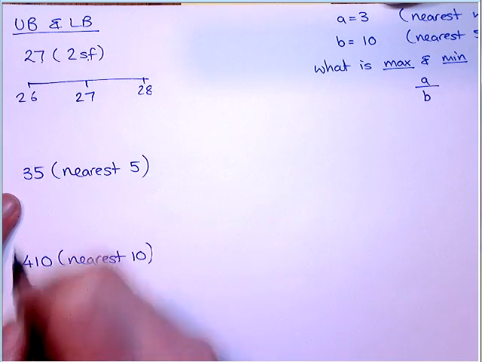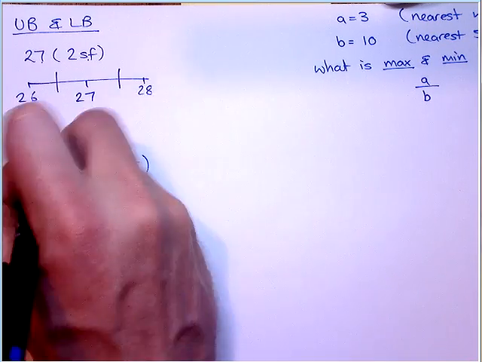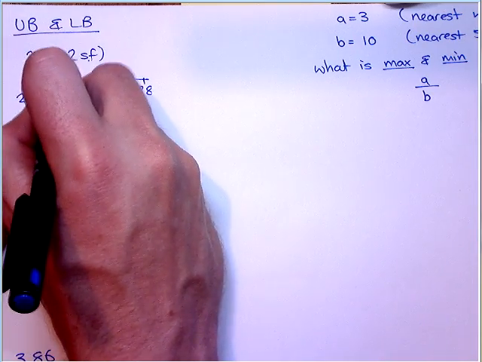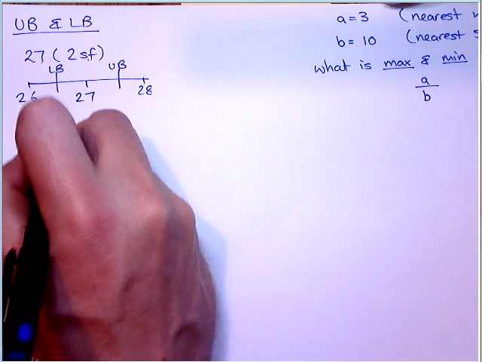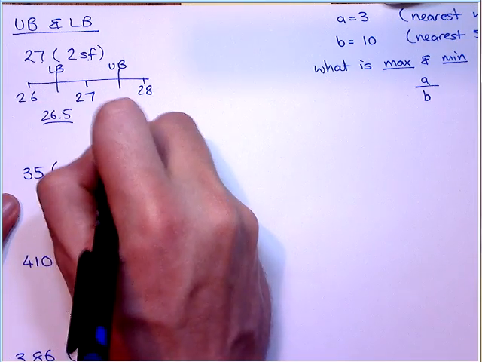And we say the upper bound and lower bound is just the halfway points. So this is the lower bound and this one would be the upper bound. Therefore 26.5 and 27.5.